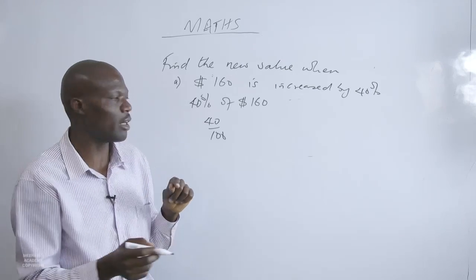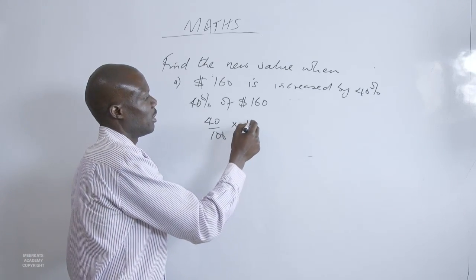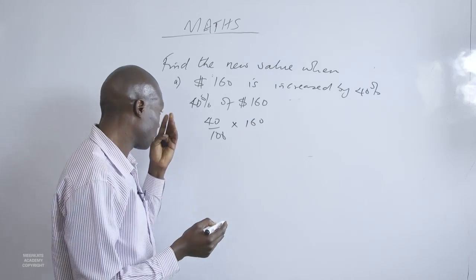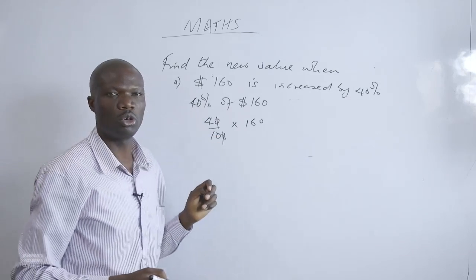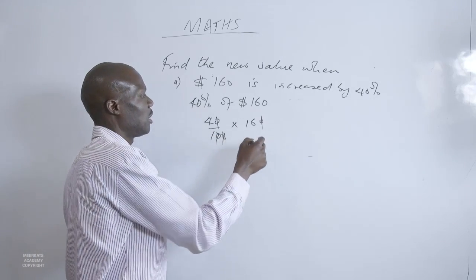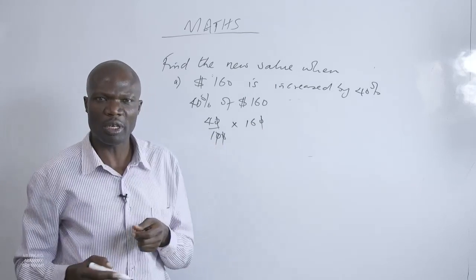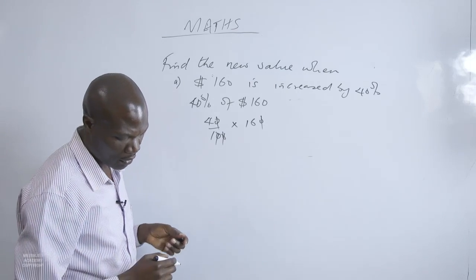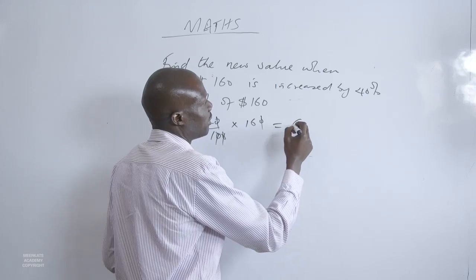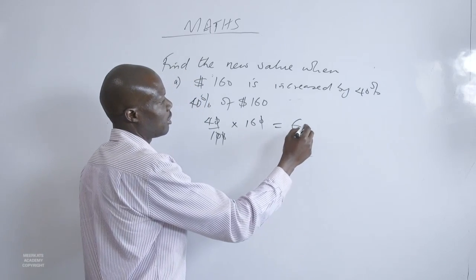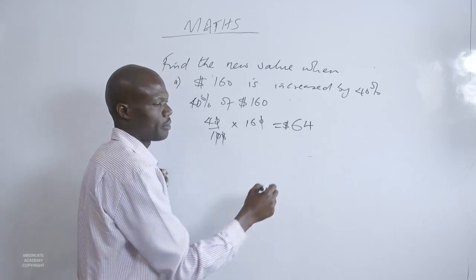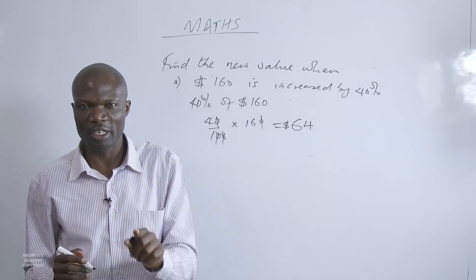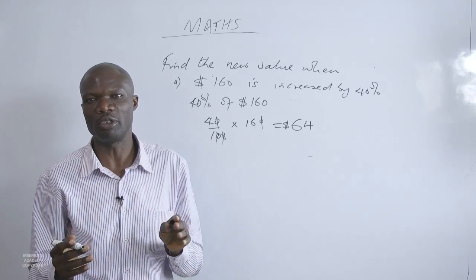Of will be replaced by multiplication. And then we have 160 there. Simplify where possible. So by 10 and 10, that one goes. And then by 10 and 10 there, we remain with 4 multiplied by 16. This one will give us an increase of $64. They have not asked you for the increase. They have asked you for the new value.